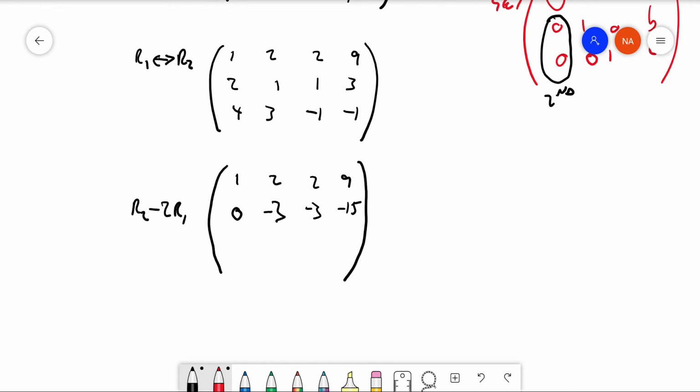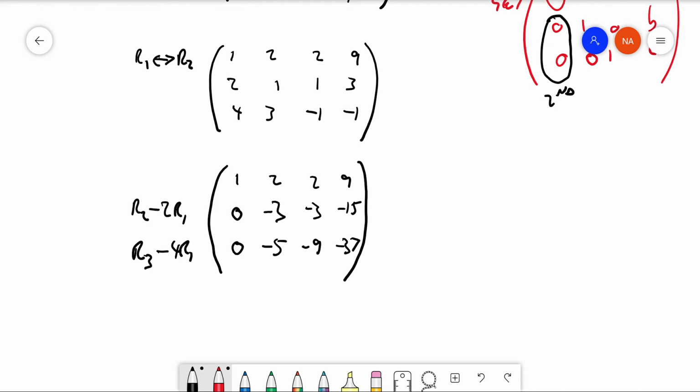Okay. Now I want to get a 0 in the last one, bottom left-hand corner, and I do row 3 minus 4 lots of row 1. And that will give me the 0 in the corner. There's 4 take away 4 is 0. Then I do 3, take away 4 lots of that. Now 4 2s are 8, so 3 take away 8 is negative 5. And I've got negative 1 take away 8, and that's negative 9. And then I've got negative 1 take away 36, and that's minus 37.